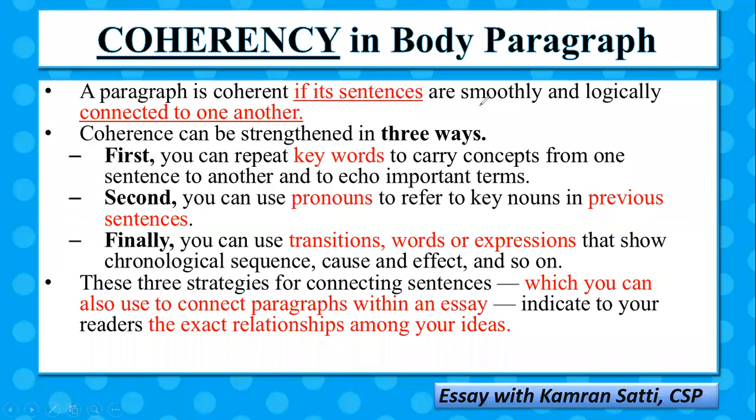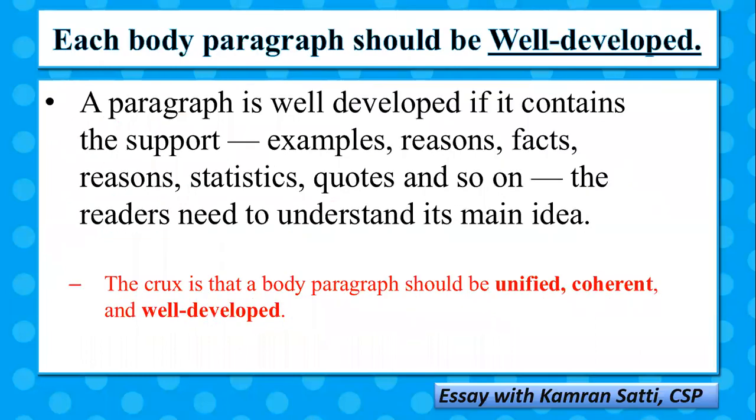Okay. Number one, unity is that all the sentences should be hitting the main idea of the paragraph, and coherence is that you should be transitioning from one sentence to another smoothly and logically. And there were three ways to it. You can use keywords again and again in your paragraph, you can use pronouns, or you can use transitions. That was the concept of unity and coherence. Now the third prerequisite for a good body paragraph is that it should be well developed.